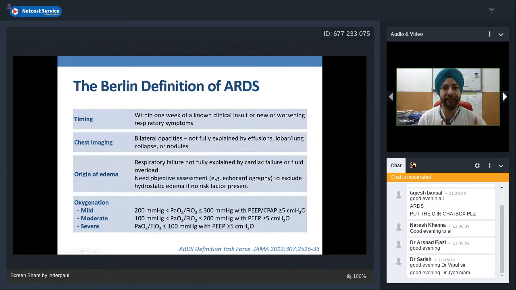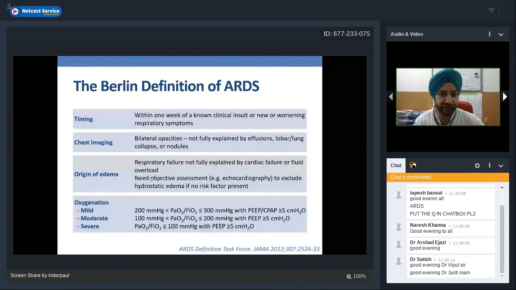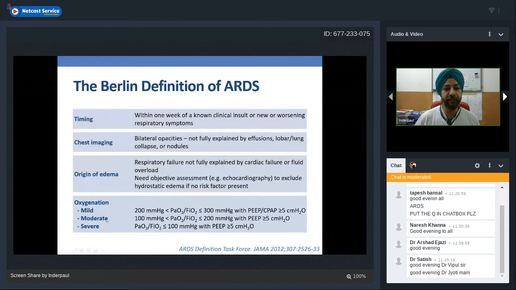So why has this definition been updated? Before this, there was another definition which did not take into account the cardiac failure component. They said that cardiac failure has to be ruled out. But here, they have included that the respiratory failure should not be fully explained by cardiac failure. So some component of cardiac failure can be included, and you need to objectively rule out predominant cardiac failure in this. And based on severity of illness, you need to characterize mild, moderate, and severe.